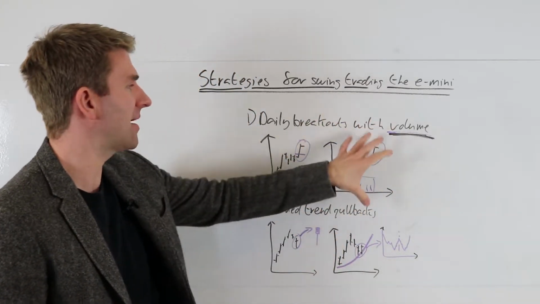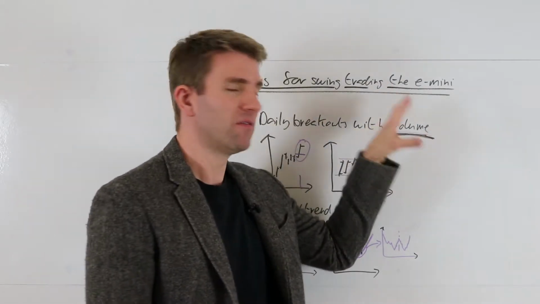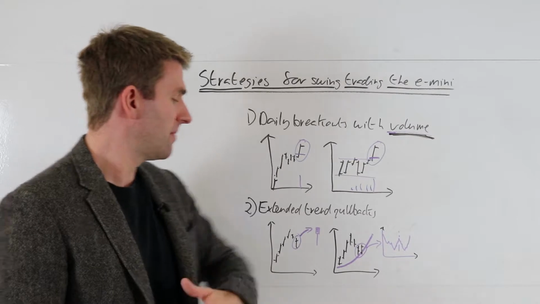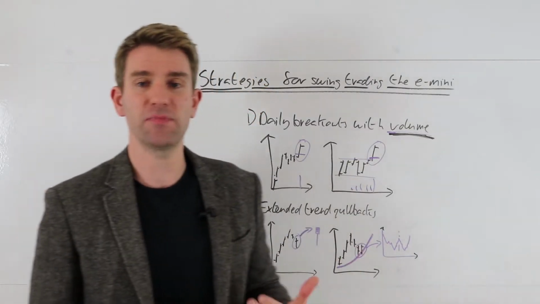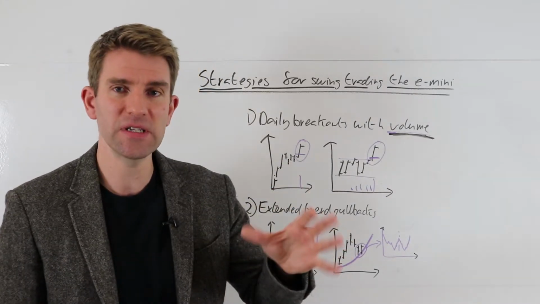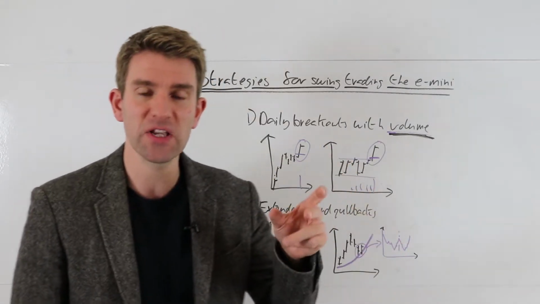Okay, so that's a daily breakout on your daily chart with volume. Important to have volume with that. The second one, guys, is extended trend pullback. So if the market is already trending, if the S&P 500 is already trending one direction or another, there are slightly different tweaks if you're in a downtrend because it's a little bit more aggressive, you don't get as much time.